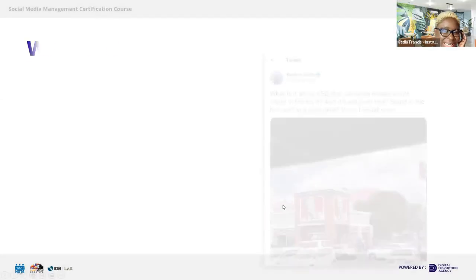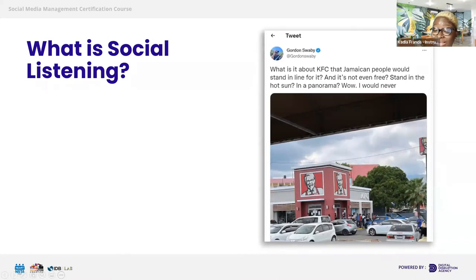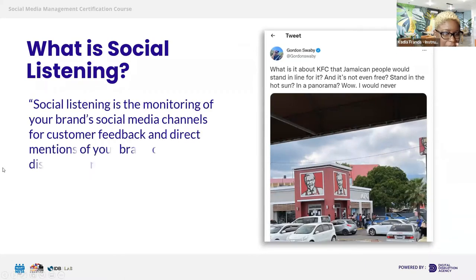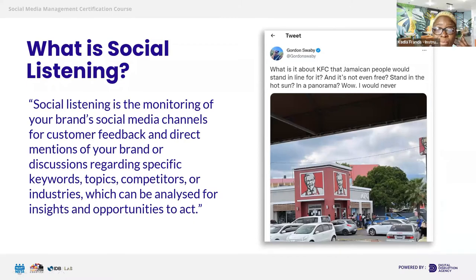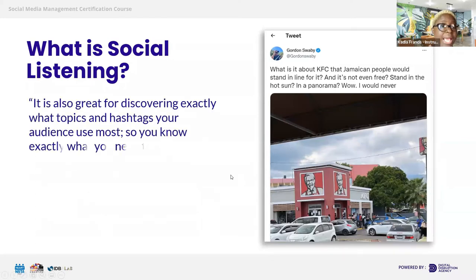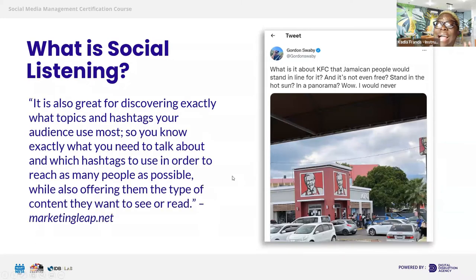Let's talk about social listening, and this is the last one. And we're going back to KFC, right? So what is social listening? Social listening is the monitoring of your brand's social media channels for customer feedback and direct mentions of your brand, or discussions regarding specific keywords, topics, competitors, or industries, which can be analyzed for insights and opportunities to act, right? It is also great for discovering exactly what, guys, pay special attention to this, what topics and hashtags your audience use most.